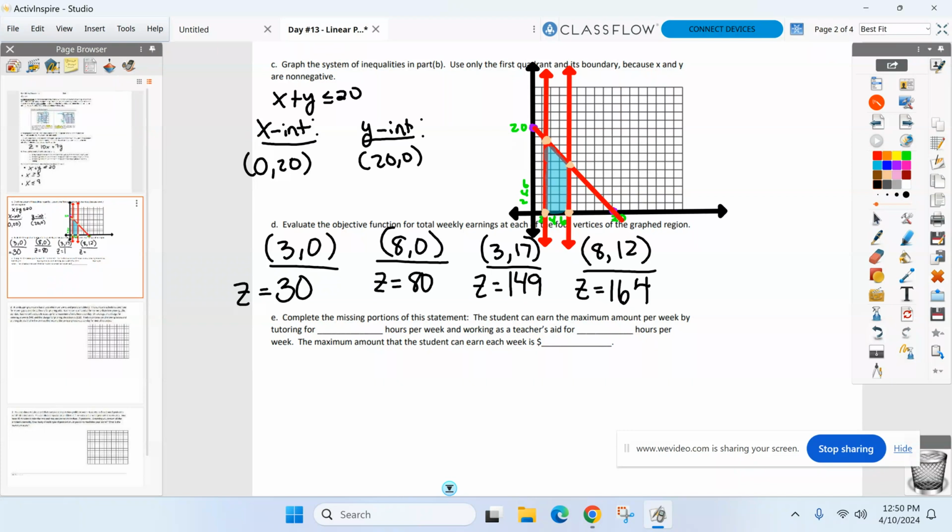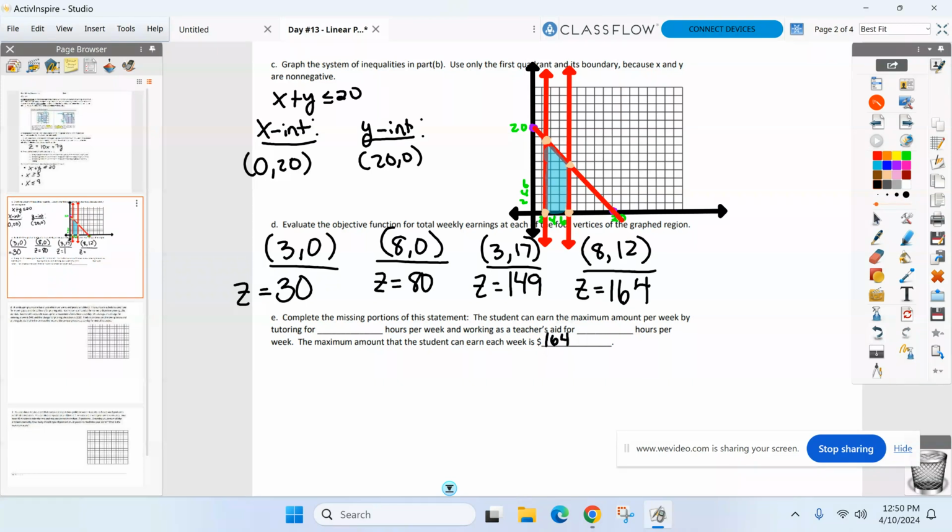Make sure our z equals match here. Make sure they match. And now let's answer the question. First, what's the most amount of money you can make? The most amount of money you're going to make is $164. So we'll put that down here. The maximum money that the student can earn is 164.